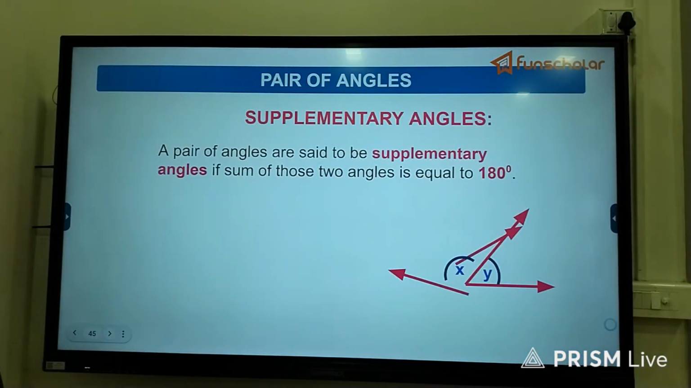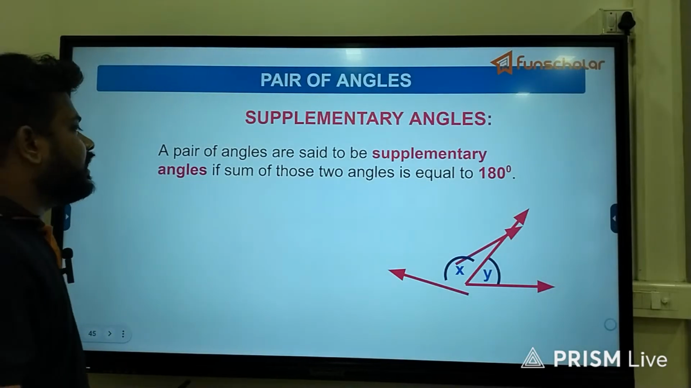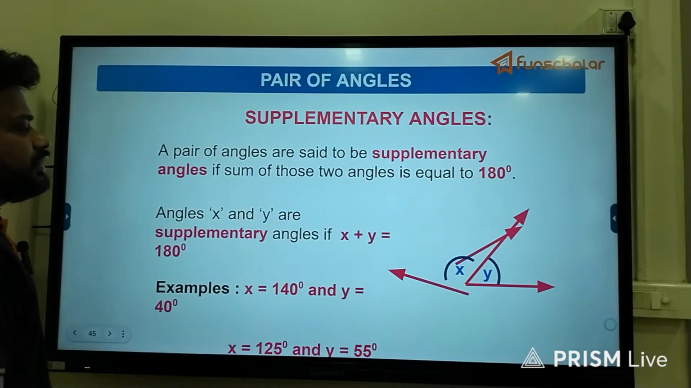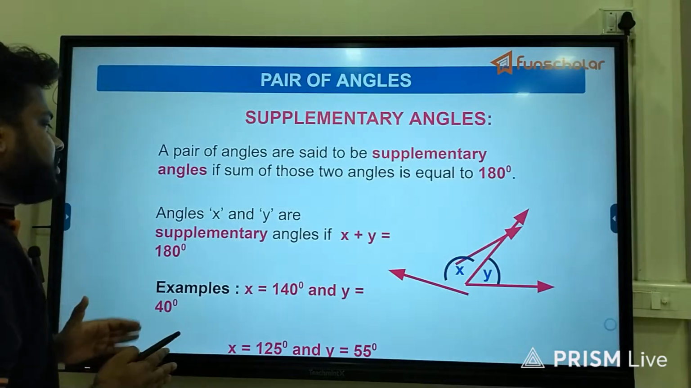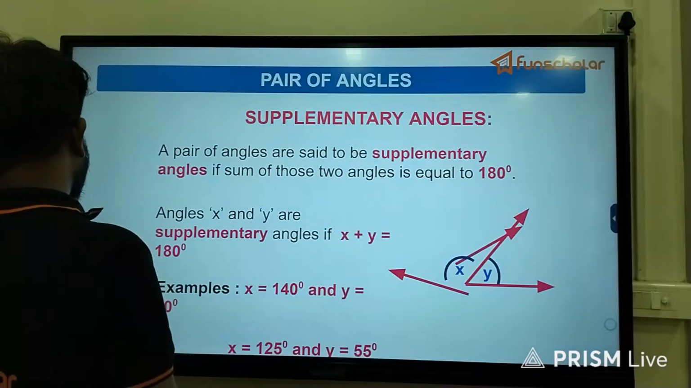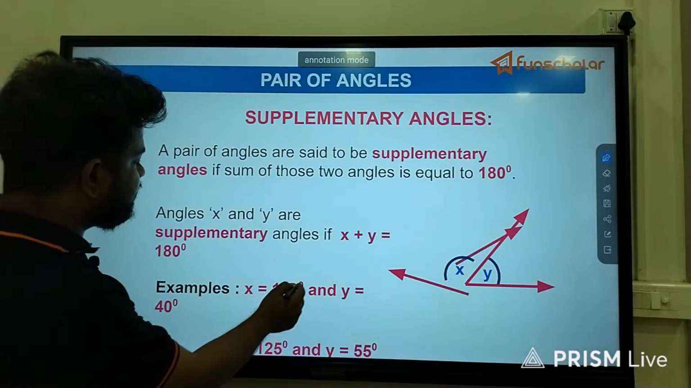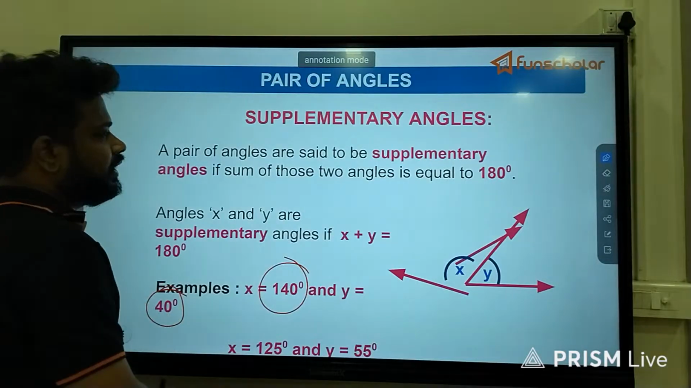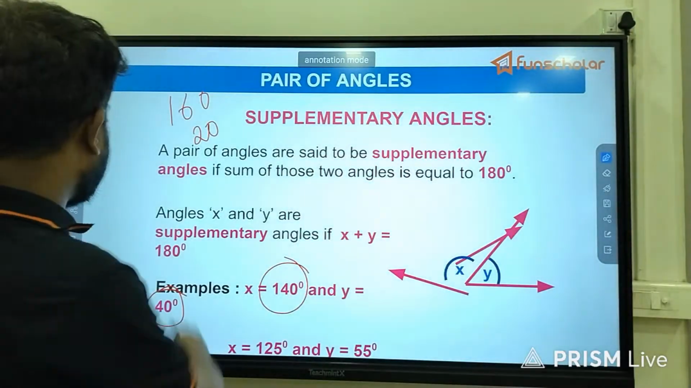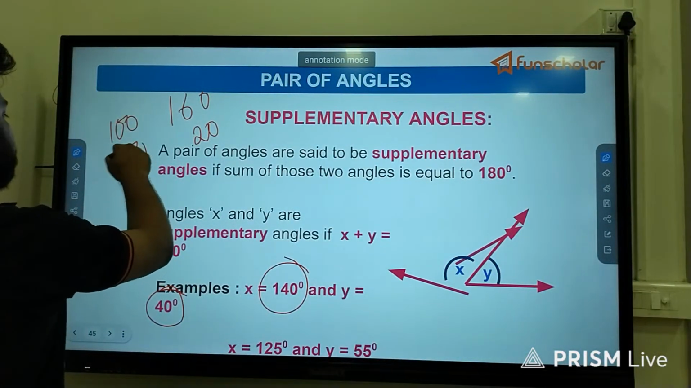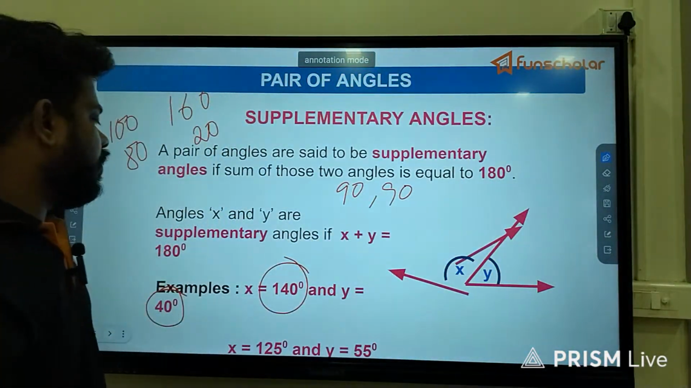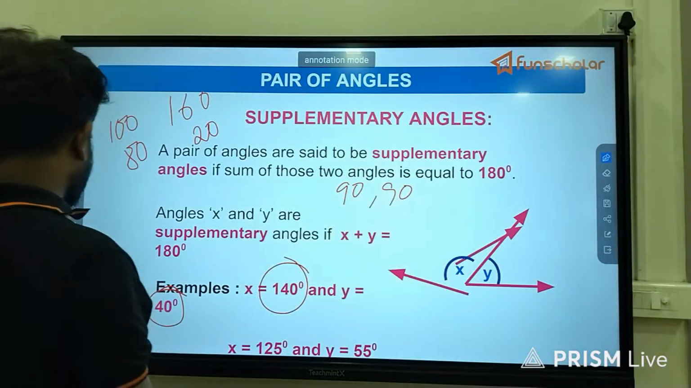Okay, so a pair of angles are said to be supplementary angles if the sum of those angles is equal to 180 degrees. Just like the previous one, complementary angles, angles x and y are said to be supplementary angles if x plus y is 180 degrees. Like if x is 140 degrees, y will be 40 degrees. I can take 160 and 20. I can take 180, and there are so many, like 90 and 90 and all of that will be called supplementary angles.